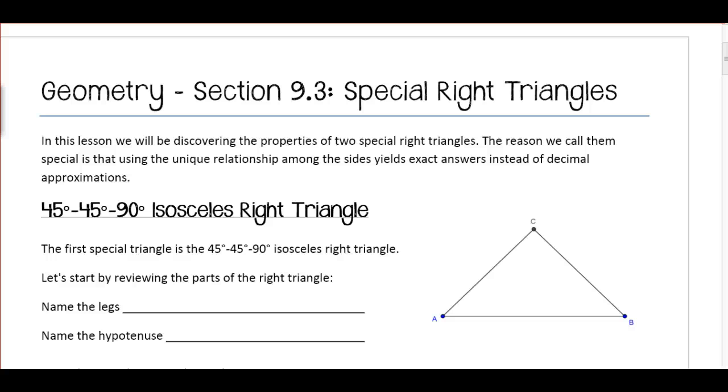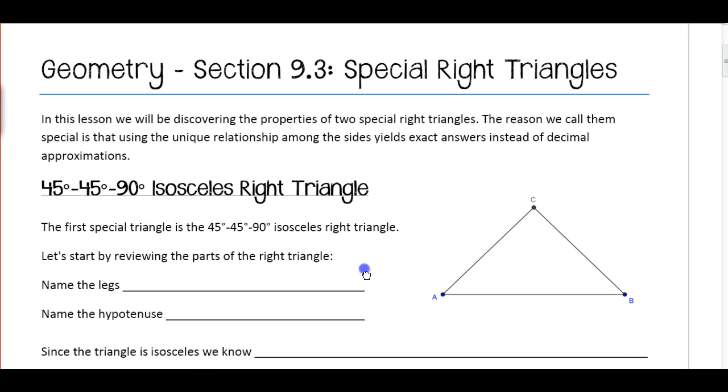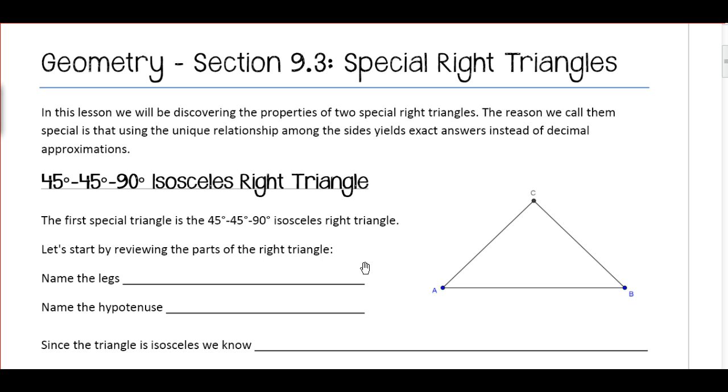This is Mr. Martin. These are video notes for Geometry Advanced, section 9.3. By the end of this video, you should understand and be able to apply the ratios of the sides. First, to solve special right triangles, we're going to be talking about two special right triangles in particular in this video.